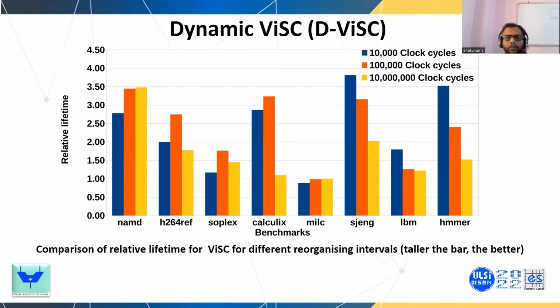Now we will discuss an improved version of WISC, named dynamic WISC or DWISC. While experimenting with different reorganization intervals, we found that some benchmarks with low MPKI work better for a low value of reorganization interval, whereas others work better with a higher value of reorganization interval. This motivated us to come up with a dynamic scheme which fixes the reorganization interval at runtime.